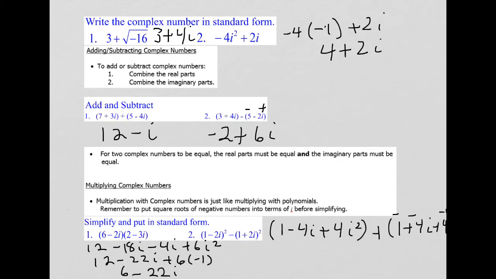Okay, 1 minus 1 is 0. Negative 4i and negative 4i is negative 8i. And positive 4i squared and negative 4i squared is 0. So my answer is negative 8i.